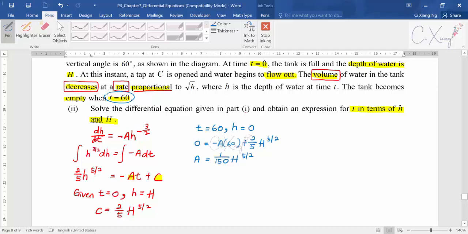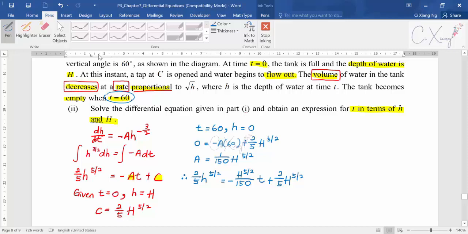Okay, all right, so eventually, you rewrite everything again. So you should have 2 over 5 H power 5 over 2 equals negative H power 5 over 2 divided by 150 T plus C. So maybe for me, I will just put it like this. So the C is 2 over 5 H power 5 over 2.